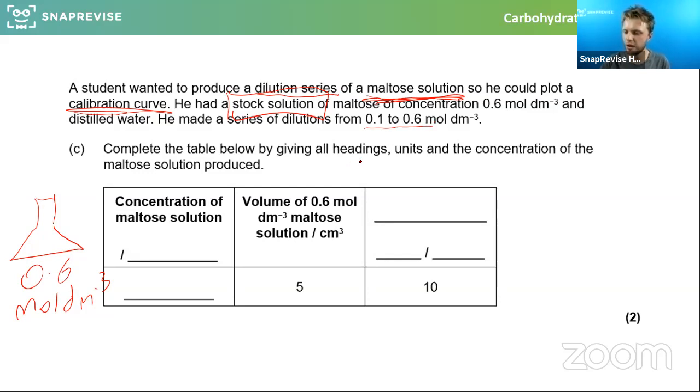Complete the table below by giving all headings. So you need to fill this in. All the units, so what is the unit that we use for concentrations, and the concentration of the maltose solution produced. Who wants to have a go at working this out? I can see people saying, no, it's chemistry. It is a biology question. Let's see, is anyone commenting on how to do this?